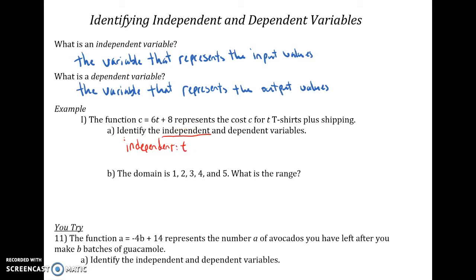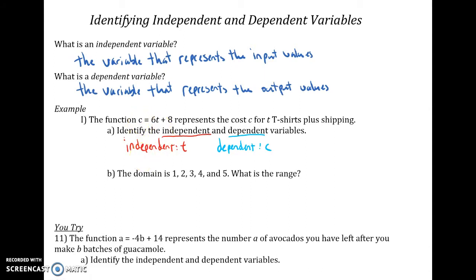And the dependent is going to be C. Because how much I'm paying for these t-shirts depends on how many I'm buying, right? Or you can, again, look at the equation. C is going to be the brand new number after we plug in something for T.